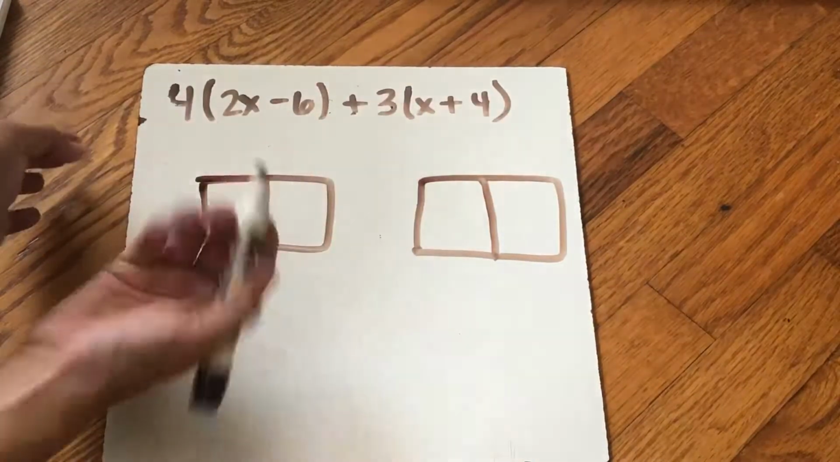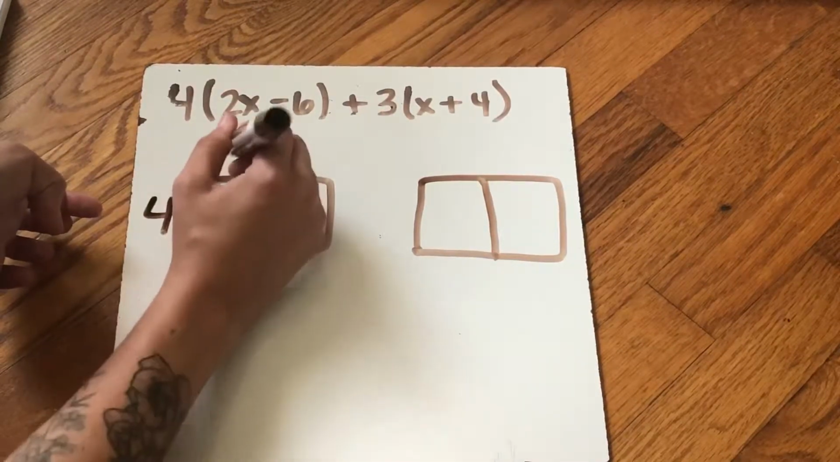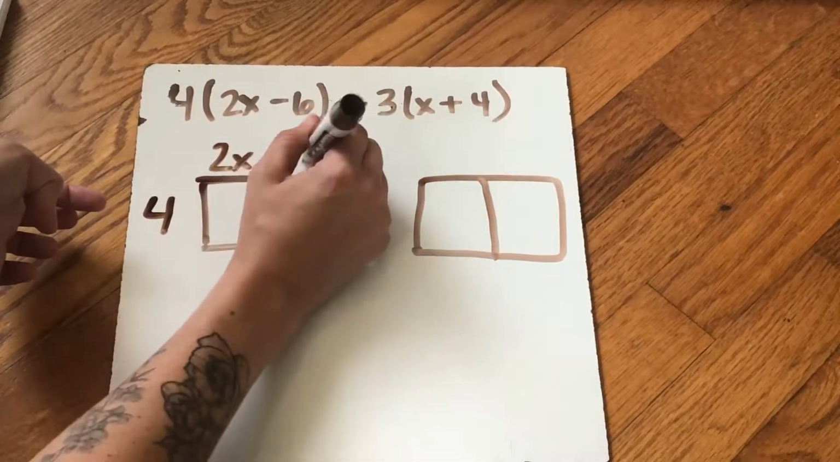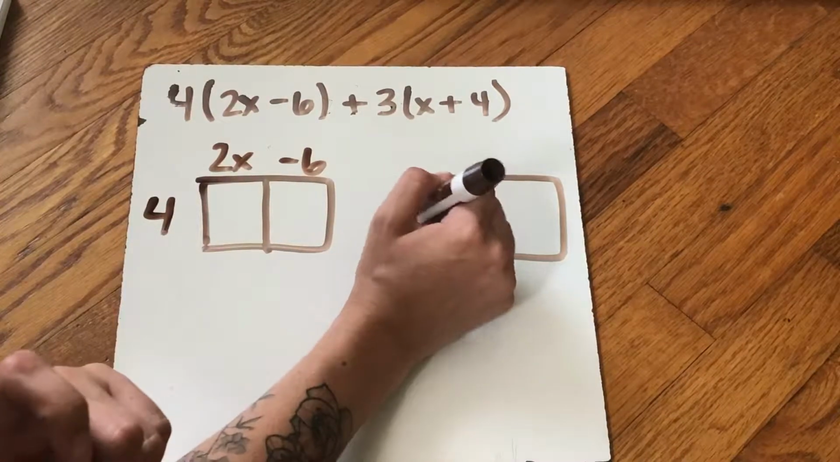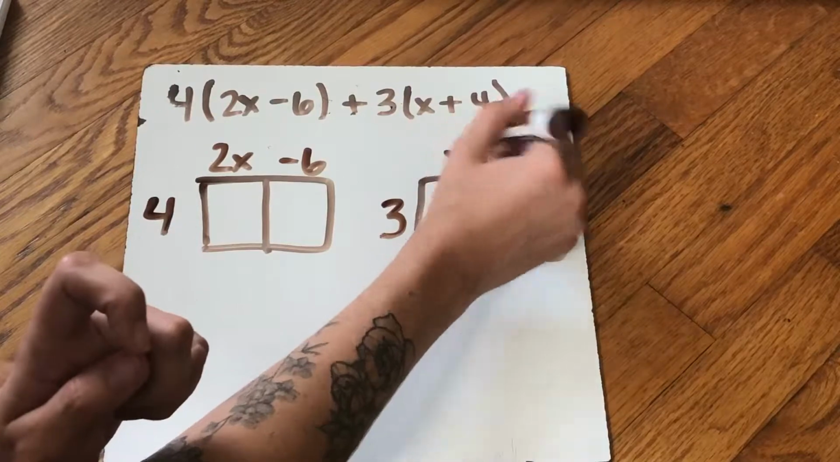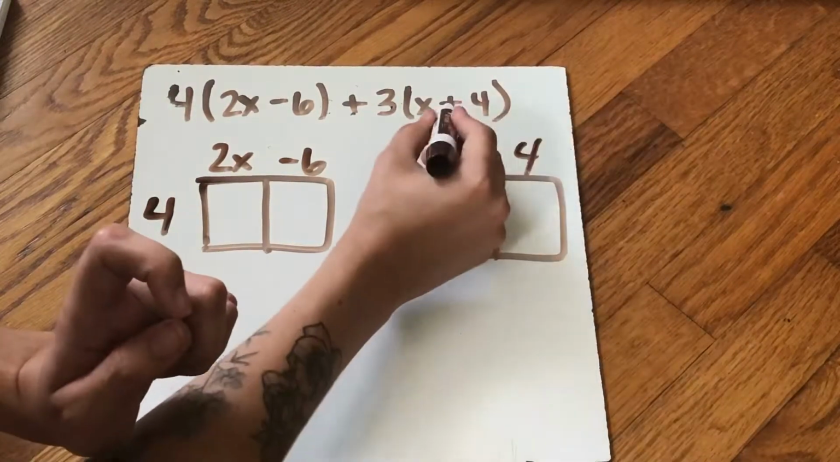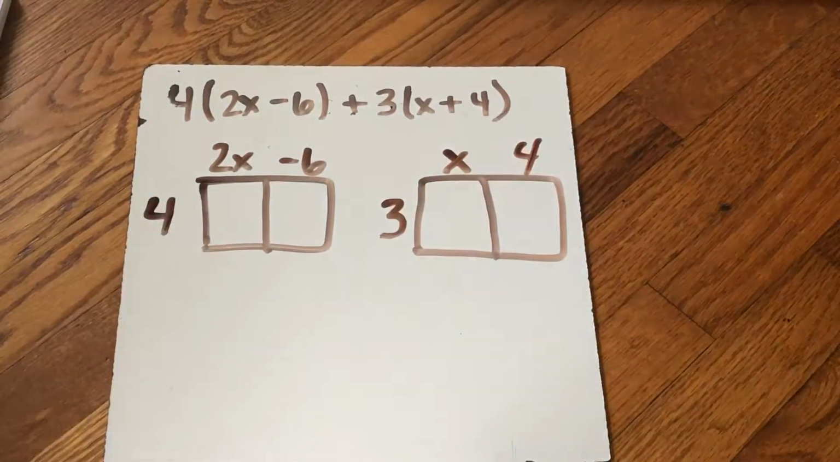All right, now I'm going to set up the problem just like I always do with distributive property. I just have two different sets here. So I have 4, I have 2x, and I have -6. I'm watching that I made sure I kept my sign. And I have 3, and I have an x and a 4. It's a +4, so I checked that just to make sure.